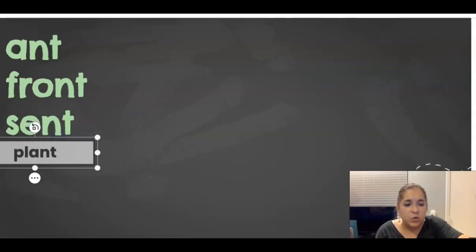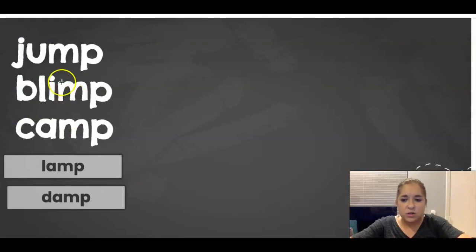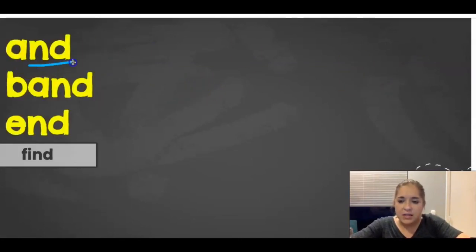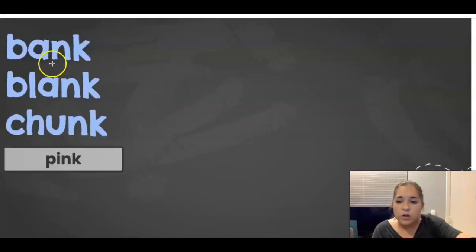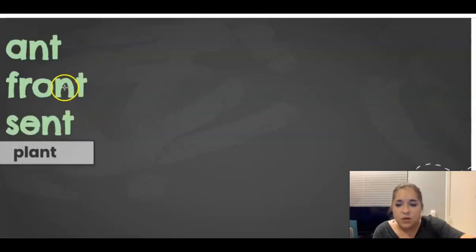So just as a review, we learned four different consonant cluster sounds. We learned MP, like in the word jump, and we know that the M and the P make separate sounds. We learned ND, like in the word and, the N and the D make separate sounds. We learned NK, like in the word bank, and again, the N and the K make separate sounds. And we learned NT, like in the word ant. The N and the T make separate sounds.